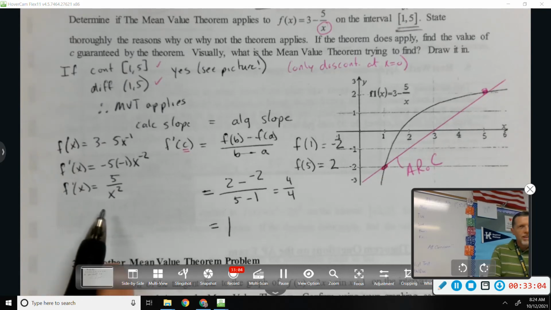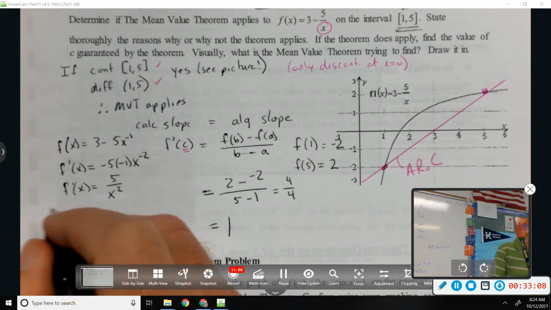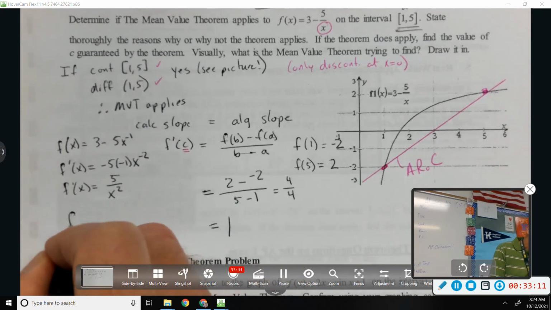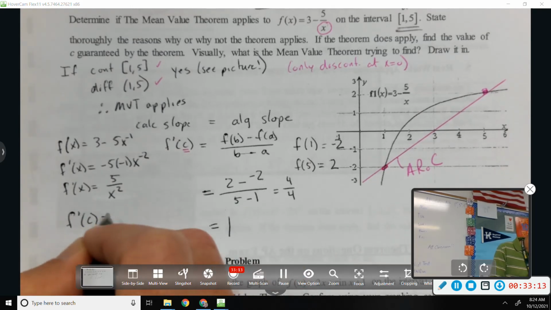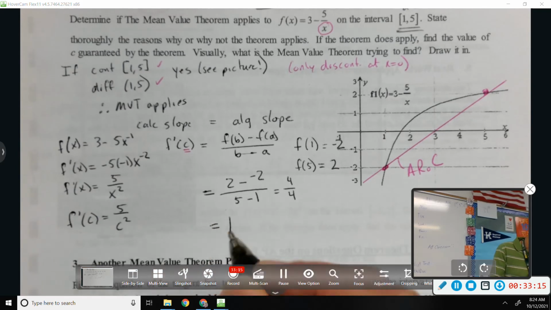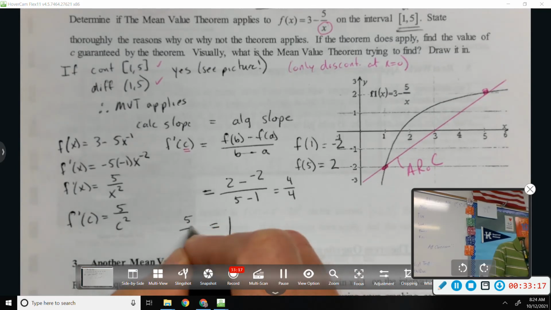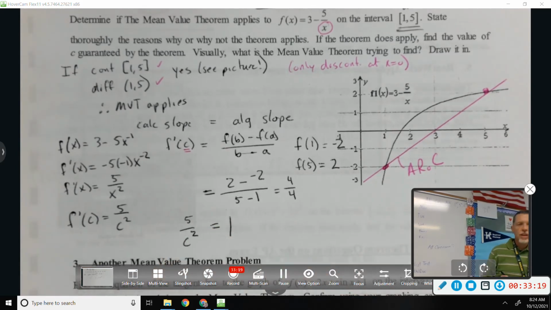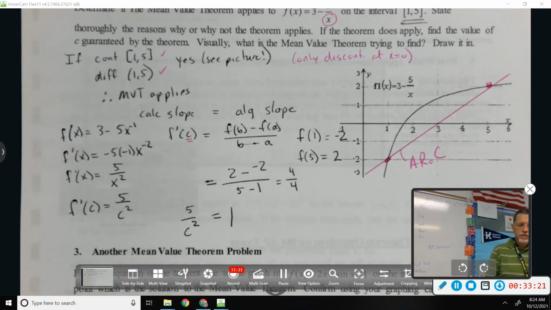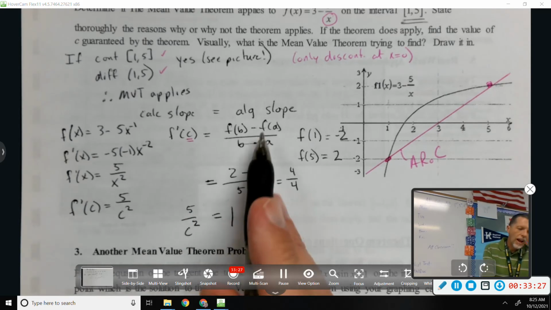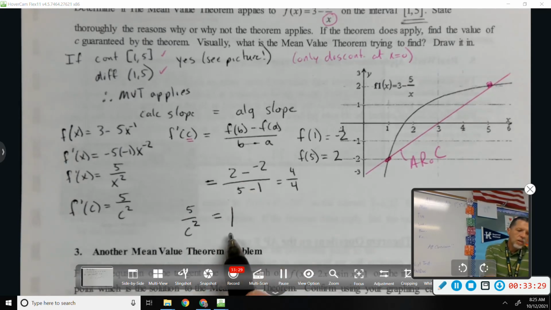We okay with that? Power rule derivative. And then we want to know it at c. Well, that just means plug in c. So 5 over c squared. So our instantaneous rate of change is 5 over c squared. Our algebra rate of change is 1.